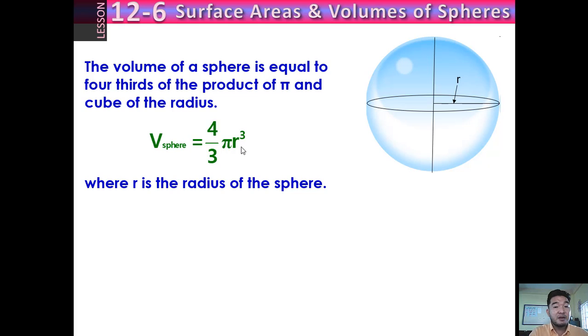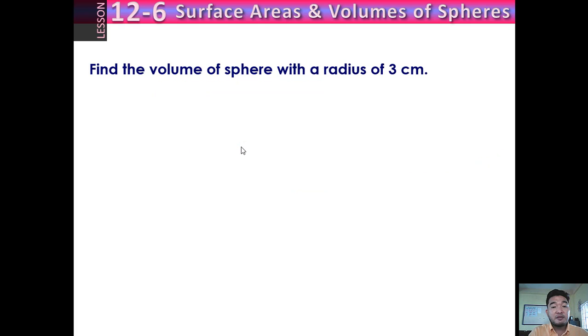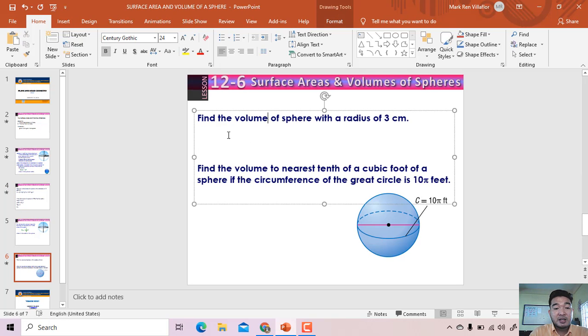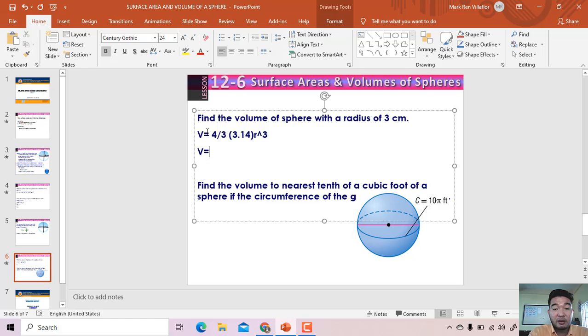Let us have some examples. Find the volume of the sphere with the radius of 3 centimeters. So once again, you rewrite the formula. V is equal to 4/3 pi, which is 3.14, times r cubed. So r raised to 3. And then we substitute the value of the radius.